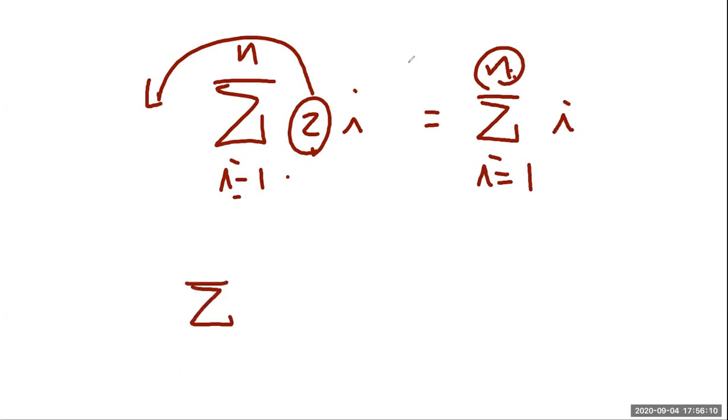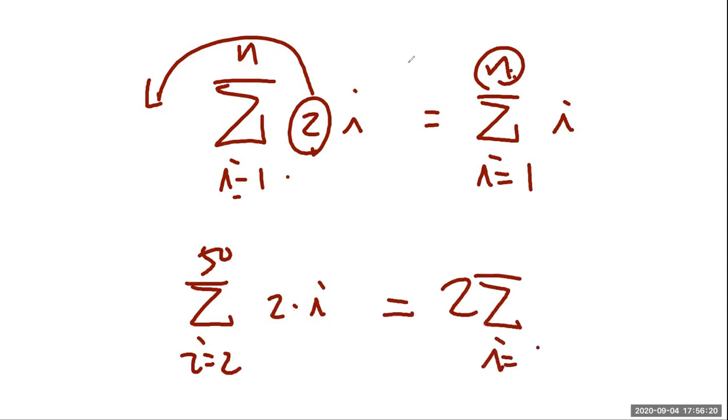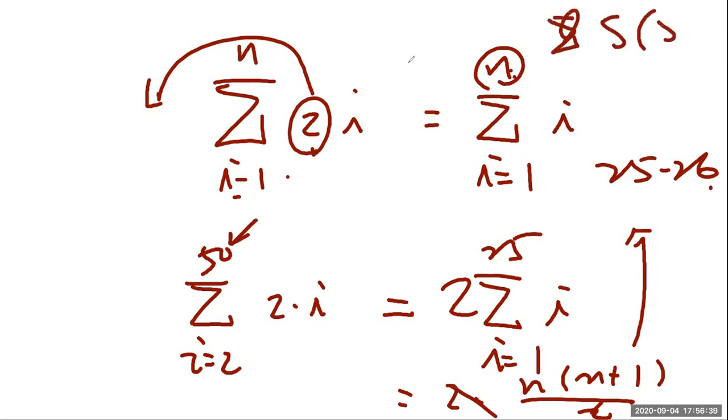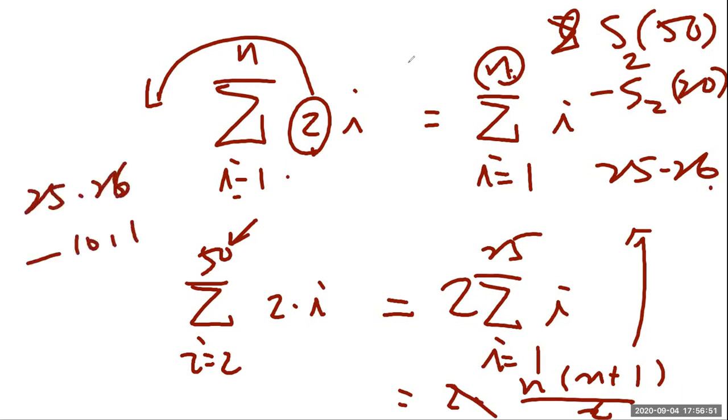So here, the summation of i equals 2 to 50 can be changed to, equivalent to, 2 times the summation of i equals 1 to 25 of i. That would be 2 times n times n plus 1 divided by 2. The 2 cancels out. So it becomes 25 times 26. Is that okay? So the summation of 50 jump by 2 minus the summation of 20 jump by 2, you will get 25 times 26 minus 10 times 11. You get 540. Is that okay?